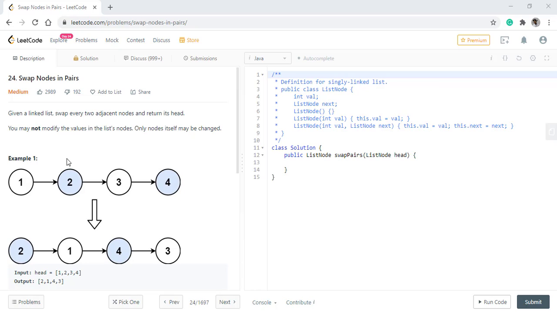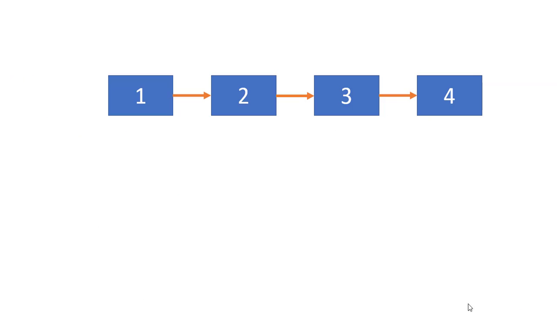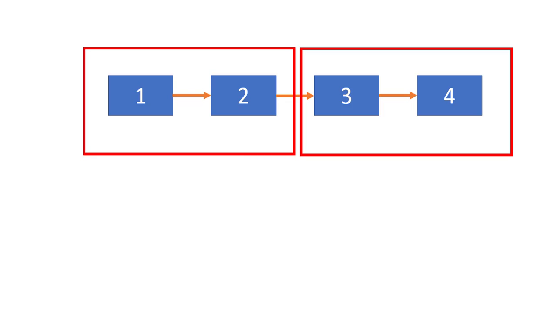So let's see what the question is all about. So this is the first example given to us. So we need to swap every two adjacent values and give the result. Now, in order to solve this problem, we will be using a dummy node which will point to the head of the list initially. This dummy node will be called node for the reference purpose.